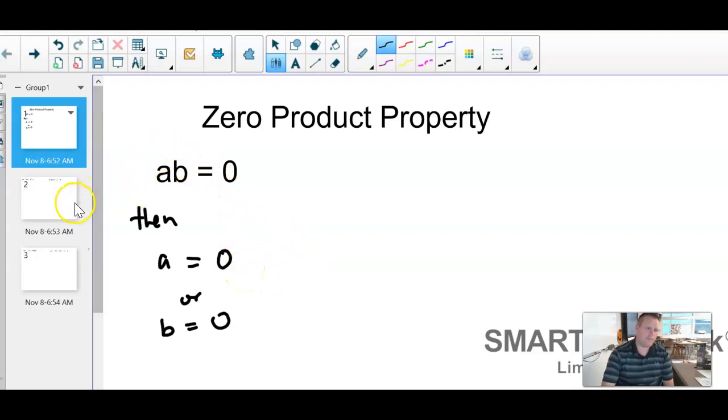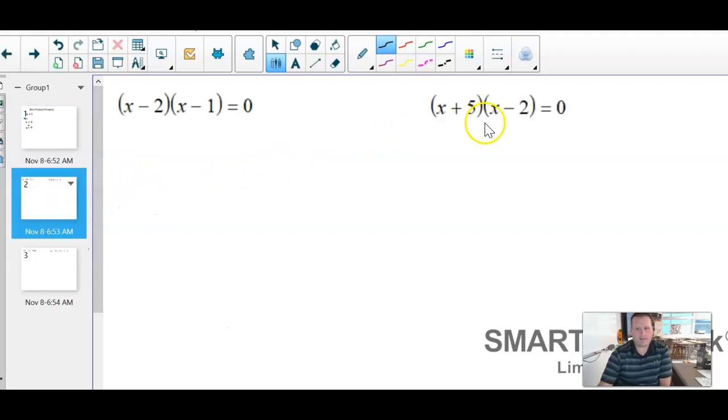How this is useful is we're going to get to a point where we have equations that look like these two right here, where I've got x minus 2 in parentheses and then x minus 1 in parentheses, and they're all equal to 0. So this is like A, and this is like B, and they equal 0. What that means is either x minus 2 has to be equal to 0, or x minus 1 has to equal 0, or they both could.